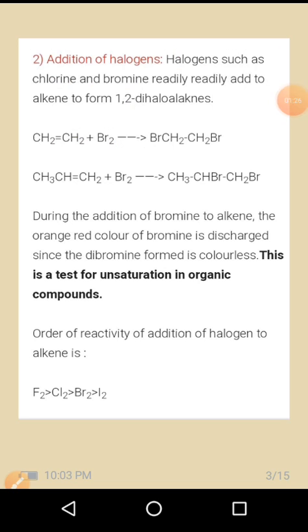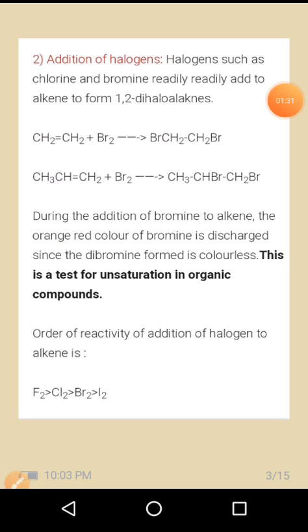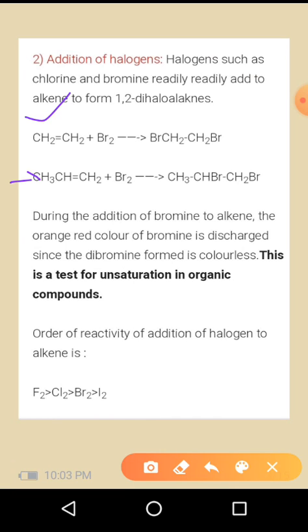The second one is the addition of halogens. Halogens such as chlorine and bromine readily add to alkenes to form 1,2-dihaloalkanes. So here is the reaction: CH2=CH2, when reacted with bromine, produces BrCH2-CH2Br. Or you can take a propene molecule reacted with bromine, and it will produce the substituted dibromo product of propene. Here the halogen means fluorine, chlorine, bromine and iodine.